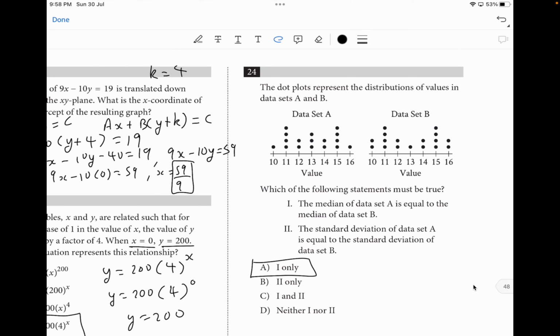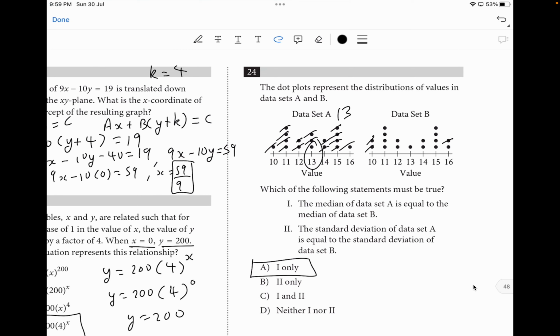So if you calculate it, you should be getting the median as 13, and the median of dataset B is also 13 when you calculate it. I'm just going to show you how. If you cut out the dot plots from top to bottom, just cut all of this out, you get the median value of 13 for dataset A.